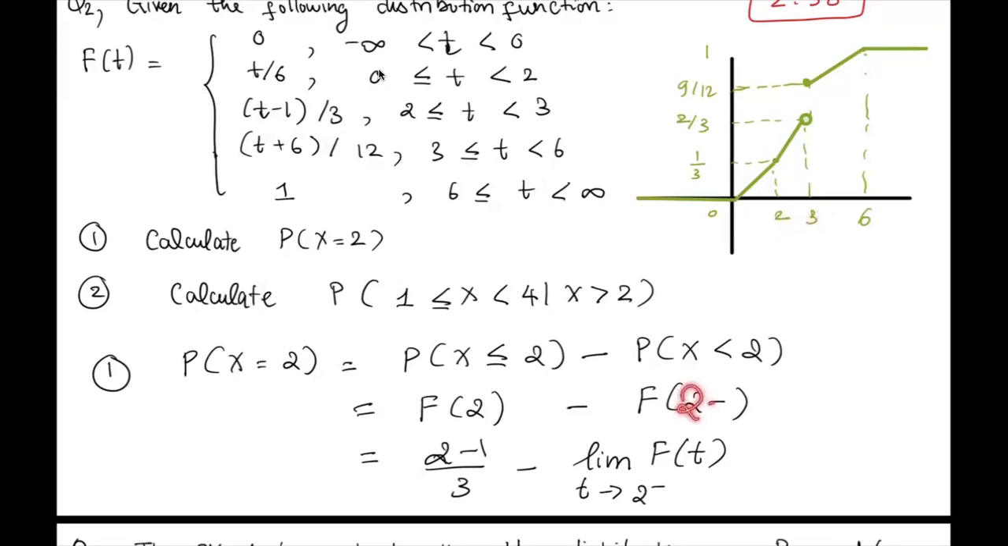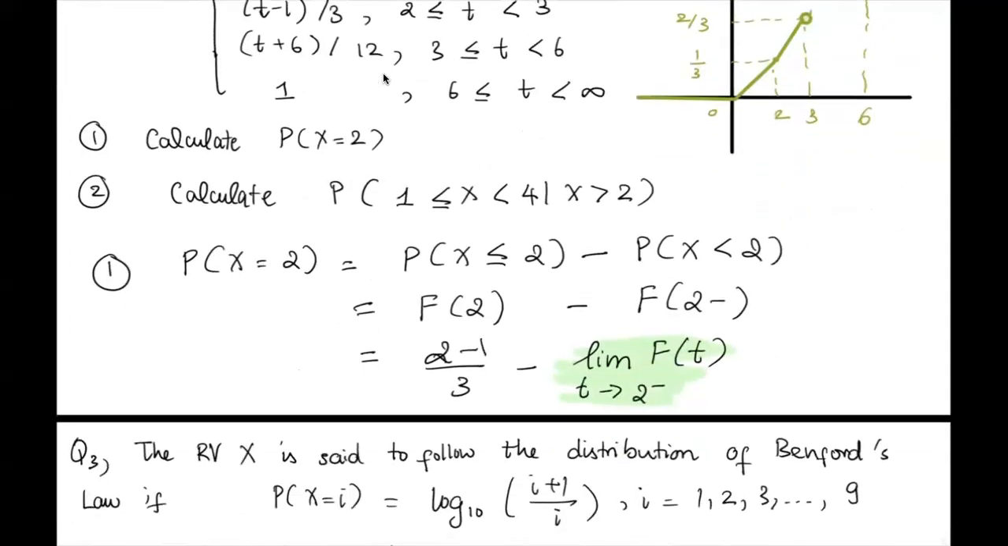When you have 2 minus like this, it means you're approaching from the left-hand side. If you are approaching from the left-hand side, then what is the output that you are approaching? You're approaching this point, right? And this is calculated by plugging 2 into the second equation. So it is 2 over 6.